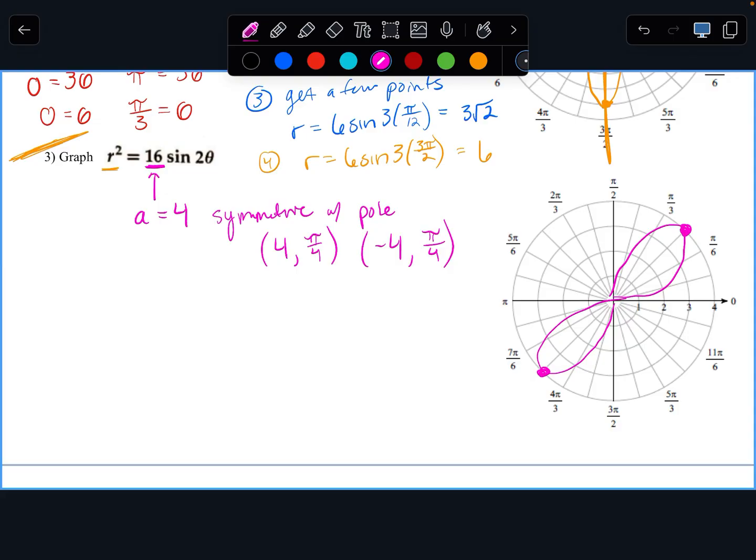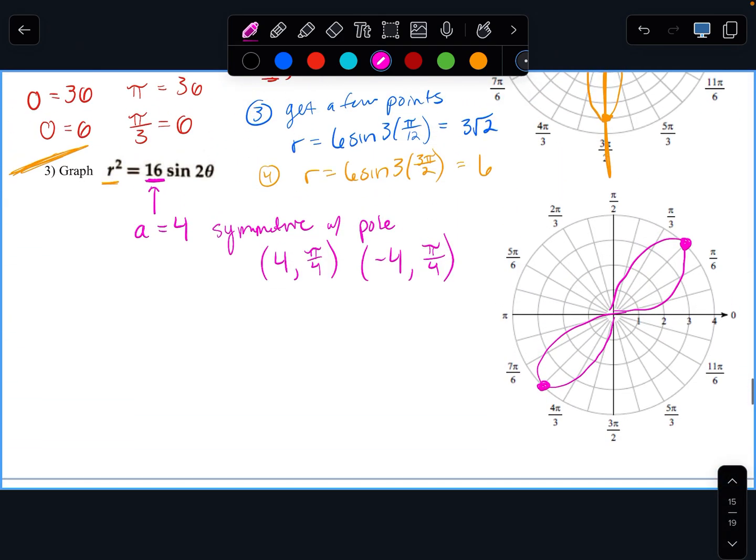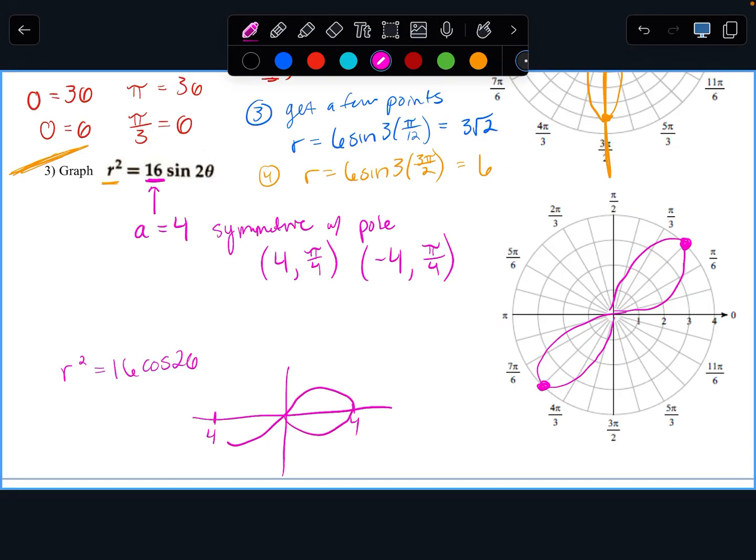How did you know it was pi over 4? Because it always goes out to pi over 4. This is always pi over 4. Every single one. Yep. So then if it was, I don't have an example of cosine, so say it was r squared equals 16 cosine 2 theta. That graph would just be out to 4. And it would be like an infinity symbol.